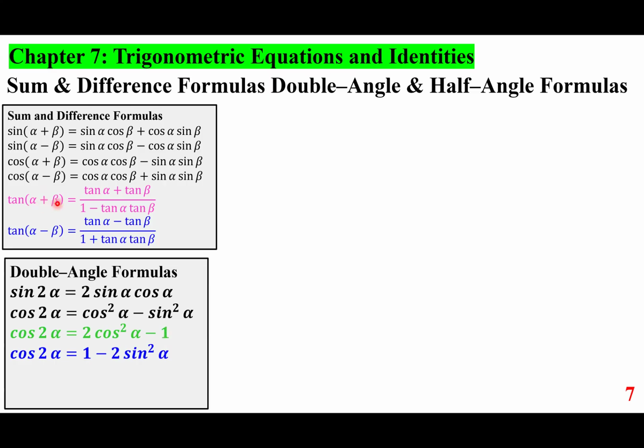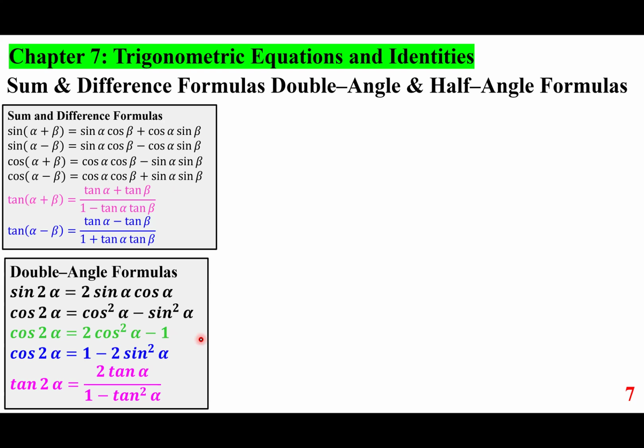Tangent. If I change the beta to alpha, it becomes tan of 2 alpha. So tan of alpha plus tan of alpha, so 2 tan alpha over 1 minus tan squared alpha. So I hope you see that when we have those, they are easy to come up with.